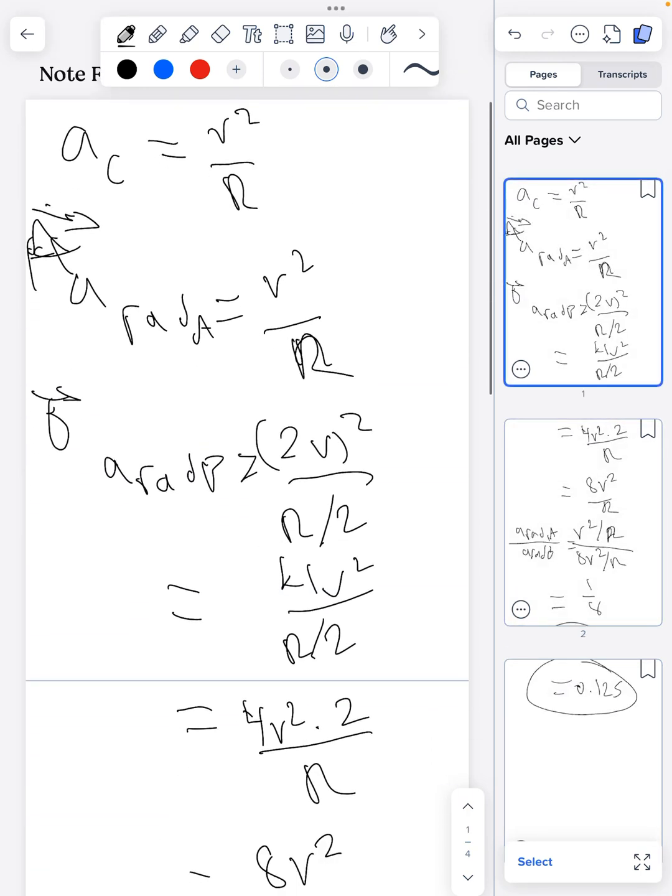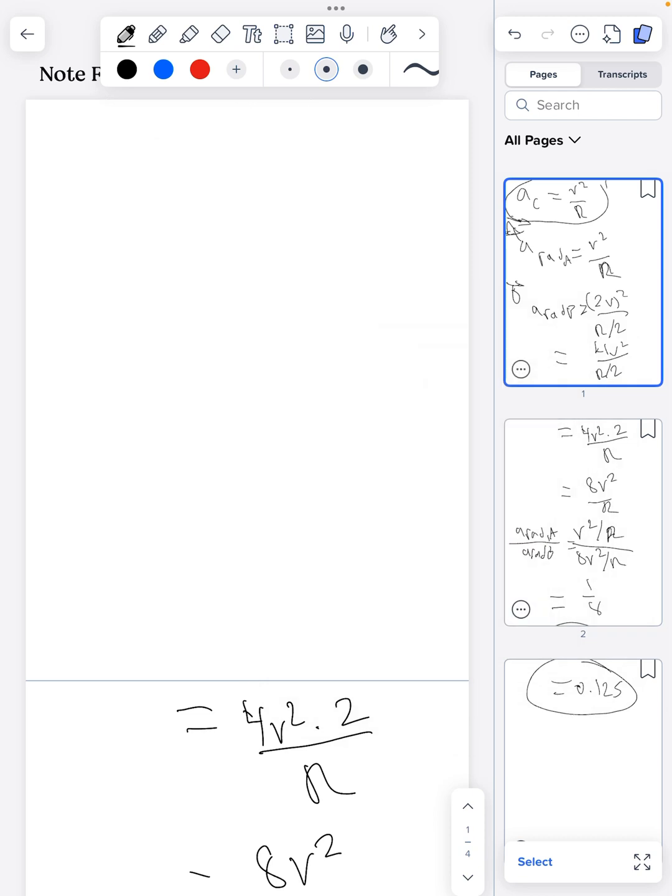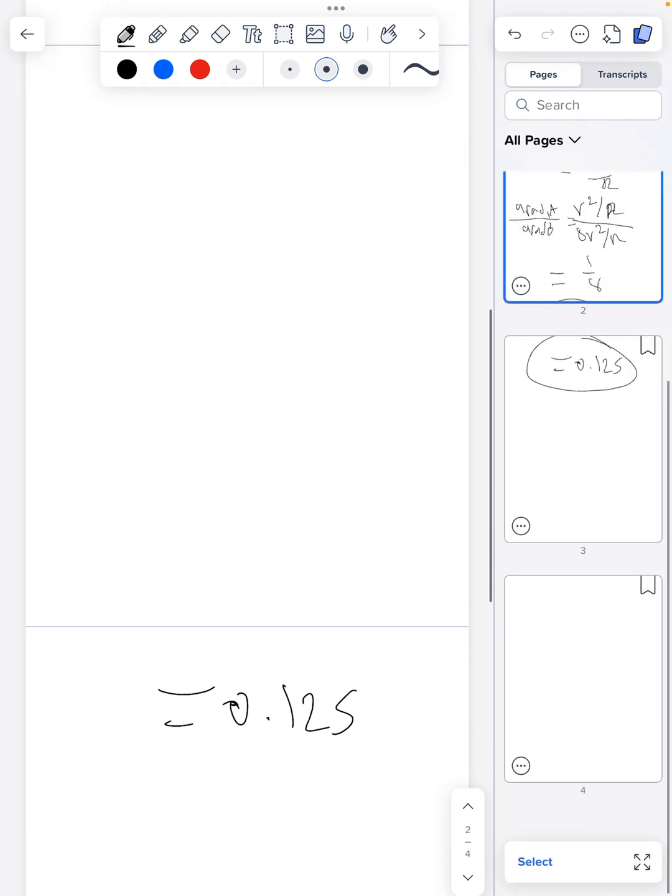It's a very tedious one, but as long as you know this equation right here, you should be fine for the whole problem.